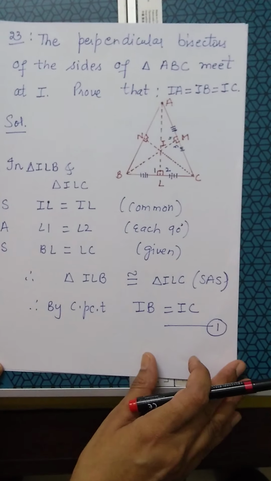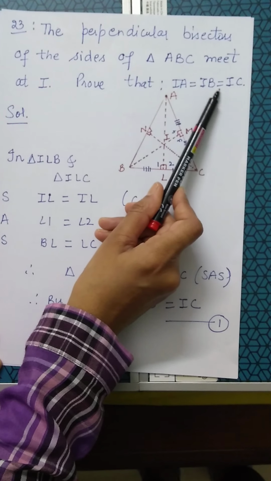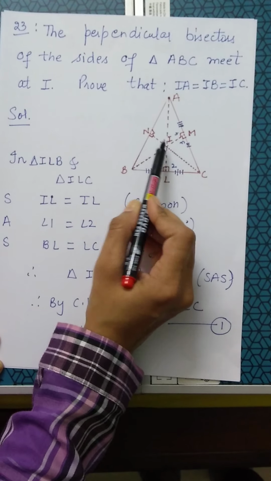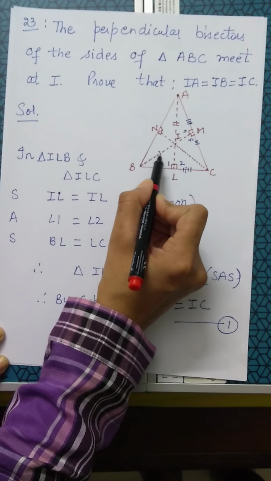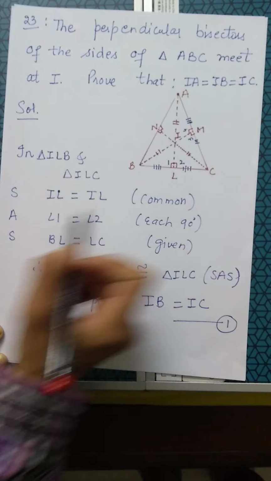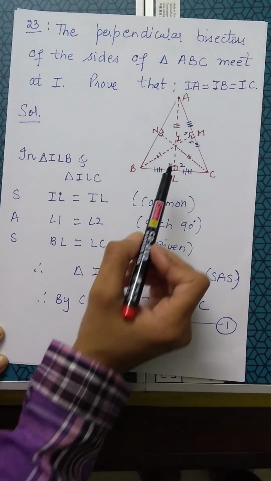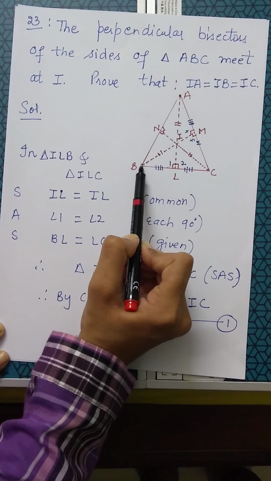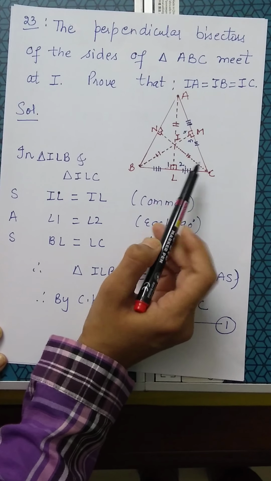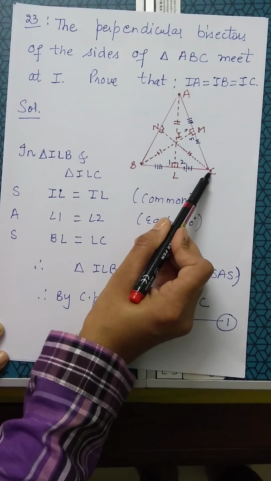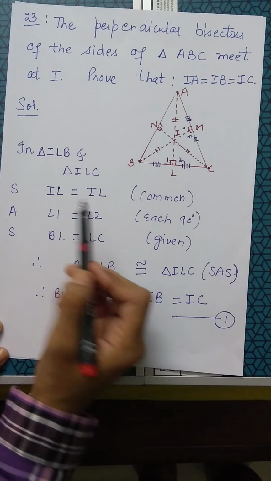Okay, now question number 23. The perpendicular bisectors of the sides of triangle ABC meet at point I. Prove that IA is equal to IB is equal to IC. So we need to prove all these sides are equal. I will start with triangle ILB and triangle ILC. Because this is a perpendicular bisector, that means BL will be equal to LC and angle 1 equal to angle 2, each 90 degrees. So we'll take that condition.